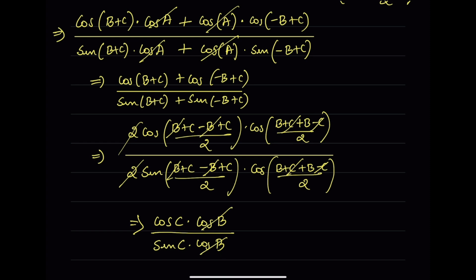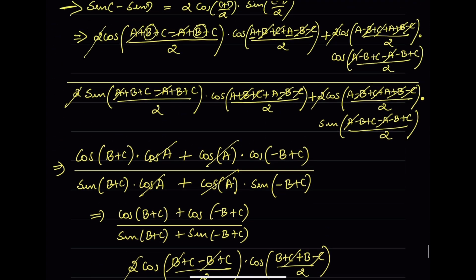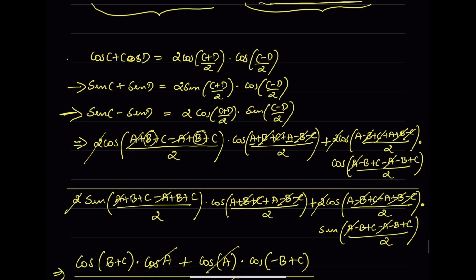Okay, we can cancel out cos B. So our final answer will be cotangent of C or cot C. So this is how we can solve question number 1. So it is just a repeated application of formula related to converting sum of trigonometric functions to product of trigonometric functions. So if you are very well versed with these formulas, then solving these questions would be very easy for you.